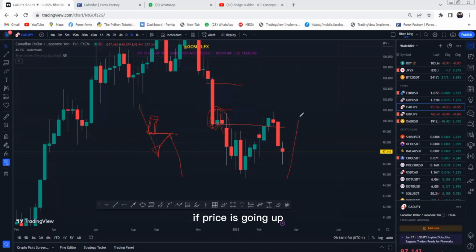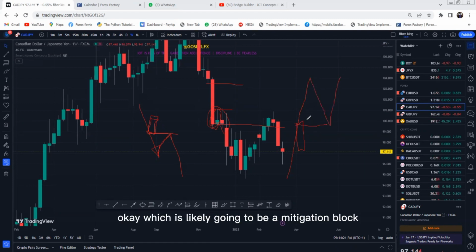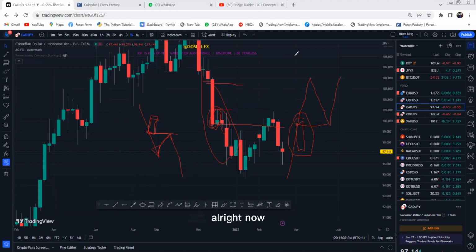Now, the same thing, if price is going up, any down candle that you see is going to act most of the time as a support to price, which is likely going to be a mitigation block or other block. So in the space of a long move like this, this lone candle here stands as our mitigation block.